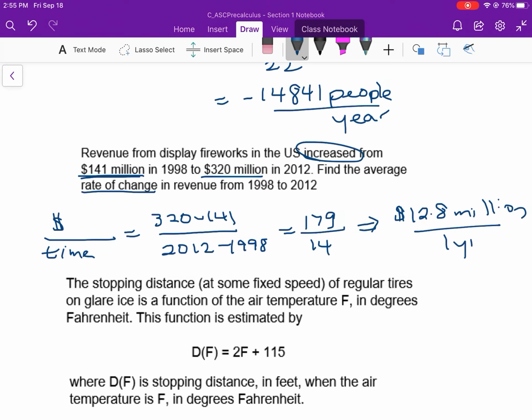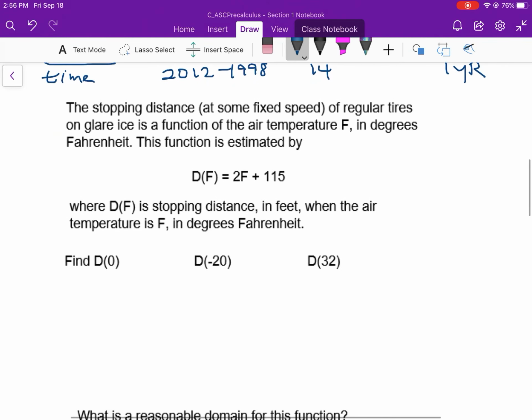That's a lot of money. I don't even know how anybody can spend that much money.